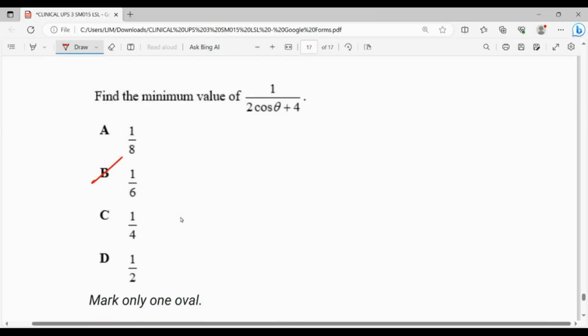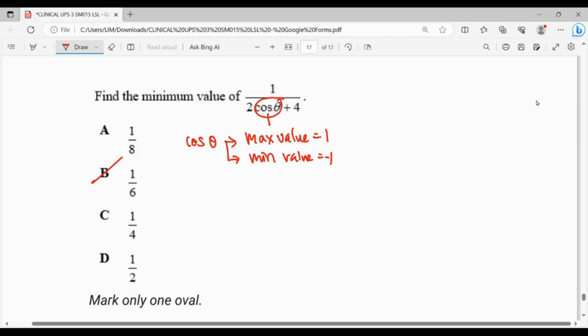Then for this question, find the minimum value for 1 over (2 cos theta plus 4). So as we know, the cos theta maximum value is equal to 1. Minimum value is equal to negative 1. So this is only for cos theta. So when our function is inverse, meaning it becomes 1 over cos, maximum will become minimum, minimum will become maximum.